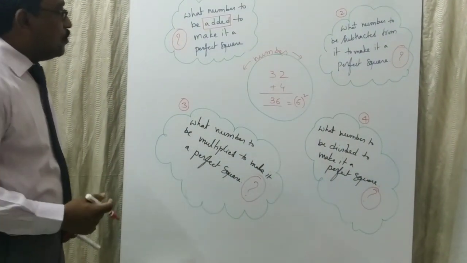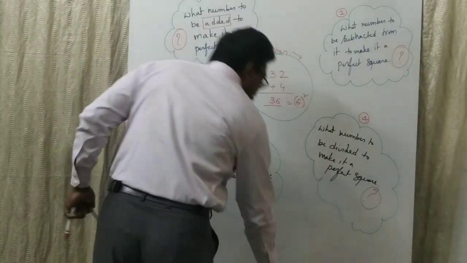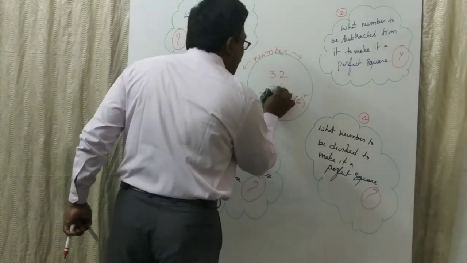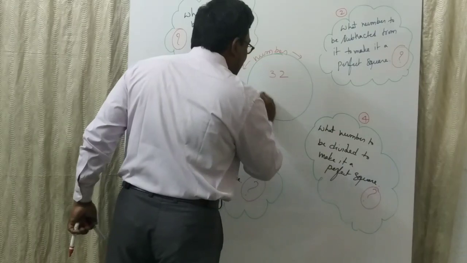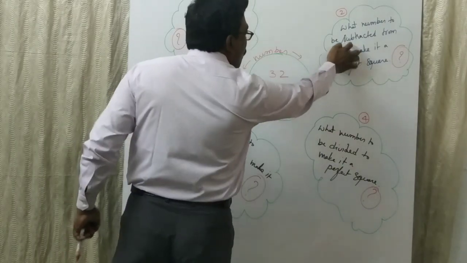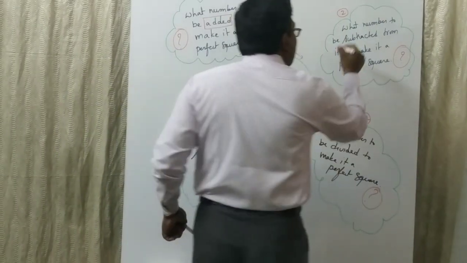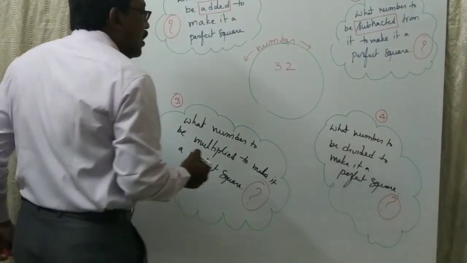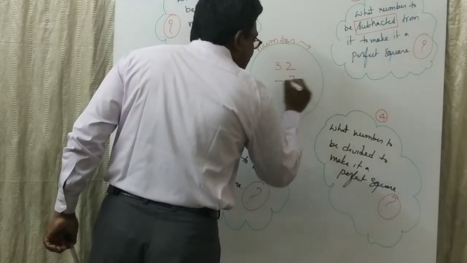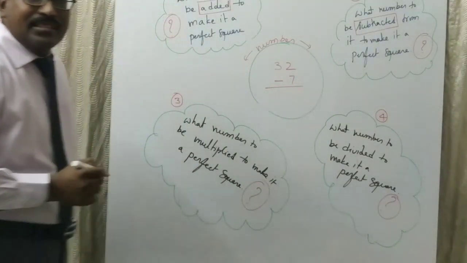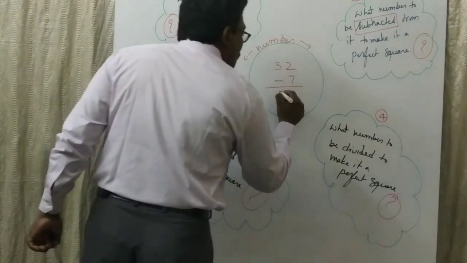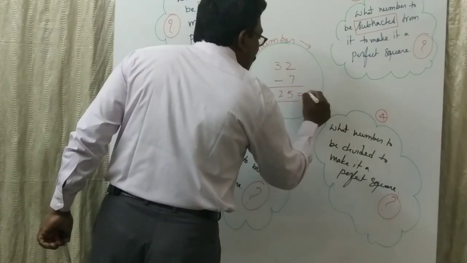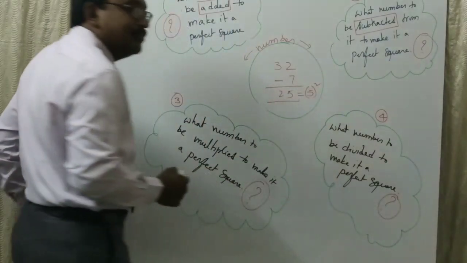Next one. What number should be subtracted from it to make it a perfect square? Suppose I subtract 7, because 32 minus 7 is 25, which is equal to 5 square.